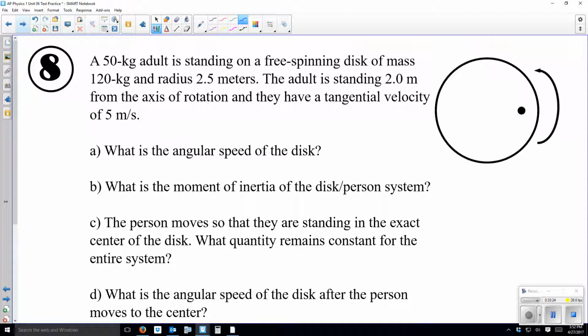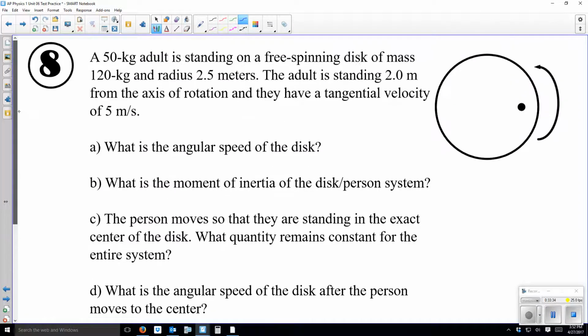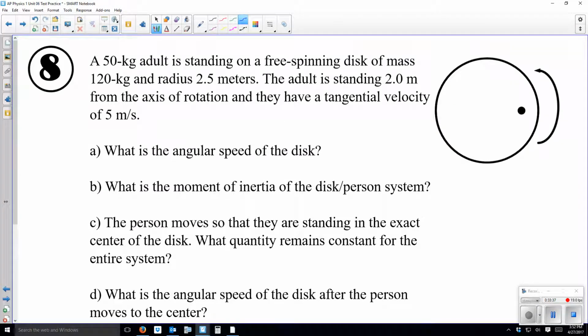So the first is going from tangential velocity into instead our angular velocity, and that's that R omega equals V equation. So the tangential velocity was 5. He was standing at a radius of 2 times that. So we end up with an omega of 2.5 radians per second. Not too bad. Moment of inertia of the disc person system. This is a calculation we don't have to do, but the answer is 575 kilograms per meter squared.